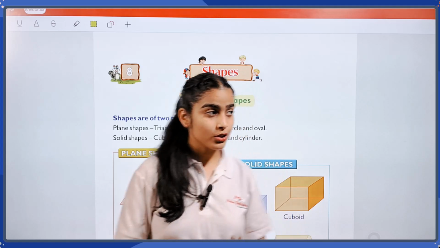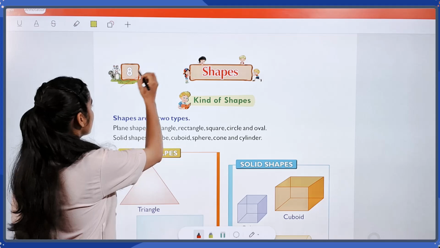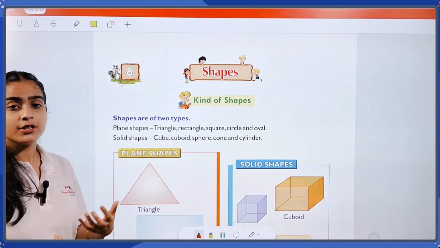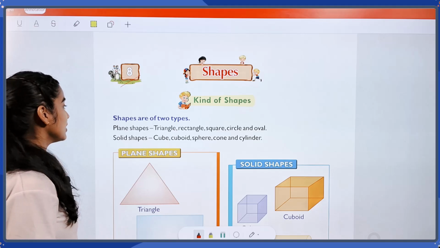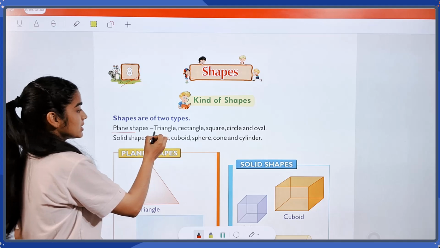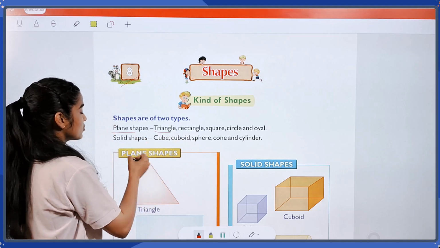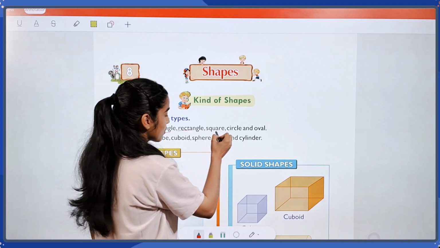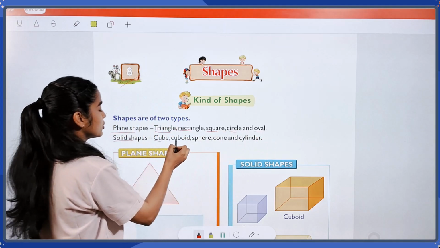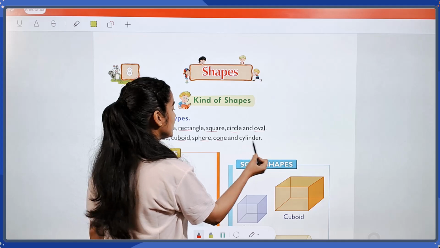So students, today we have chapter number 8, which is shapes. In this chapter, what are we going to learn? We are going to learn different kinds of shapes and their properties. Shapes are of two types. Plane shapes, for which the examples are triangle, rectangle, square, circle and oval, and solid shapes: cube, cuboid, sphere, cone and cylinder.